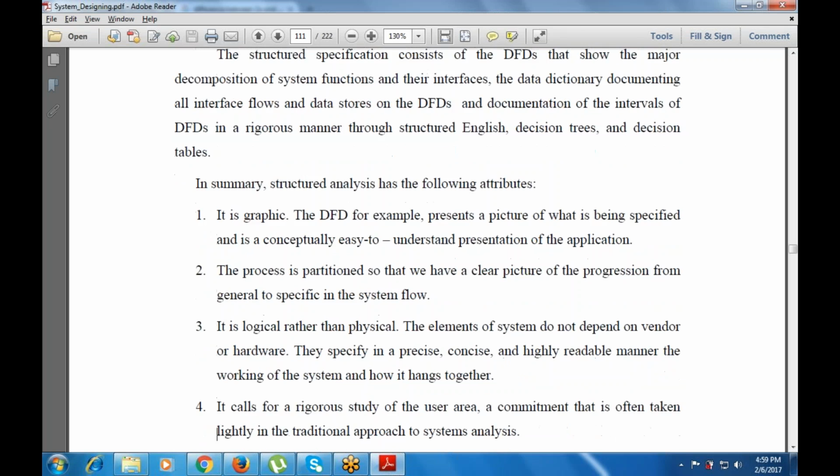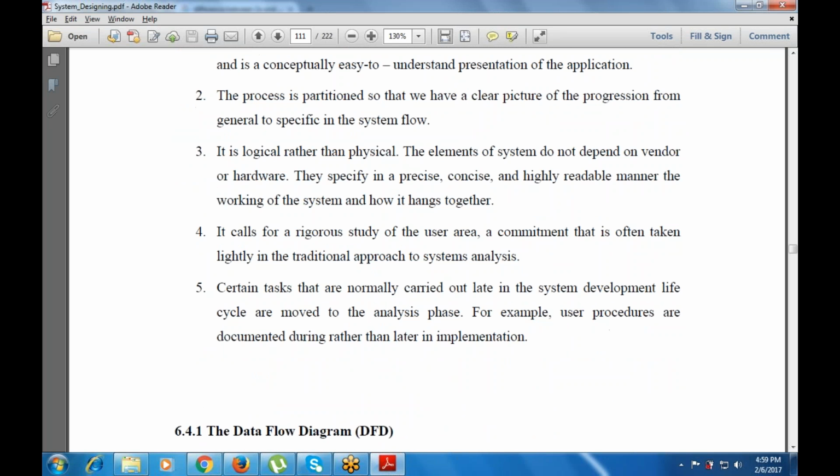Then, in summary, structured analysis has the following attributes. First, it is graphical. Then the process is partitioned so that we have a clear picture of the progression: what data is needed, how the data is needed, and where the data is needed. So what is the system flow? It is logical rather than physical.